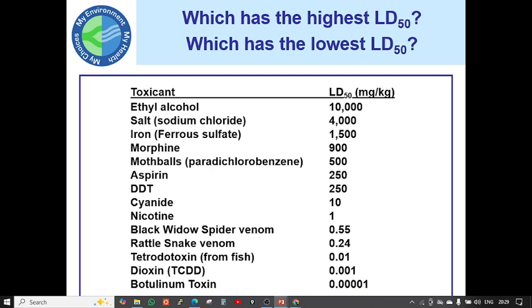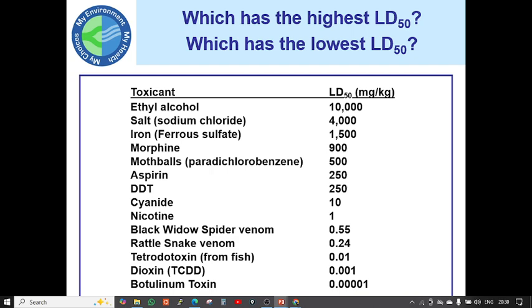See, salt, sodium chloride, that is 4,000, because as I already told in the first or second slide, every substance which you take more than the required dose causes a toxic effect. Every day you eat sodium chloride or salt, and salt is essential for our health, but without salt also has some effect. But if you consume more salt, that is excess, it will affect your health. You can deteriorate your health. So that is 4,000 mg per kg. So if you consume 1 kg of salt at once, then you can also die.